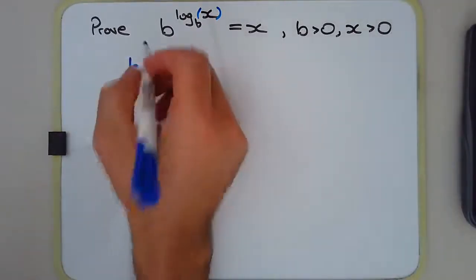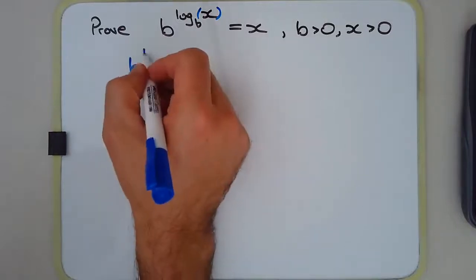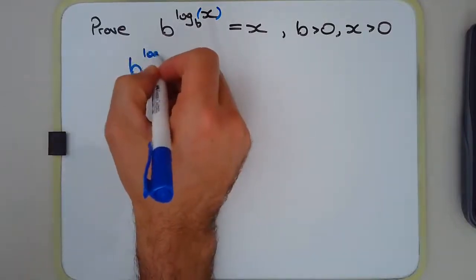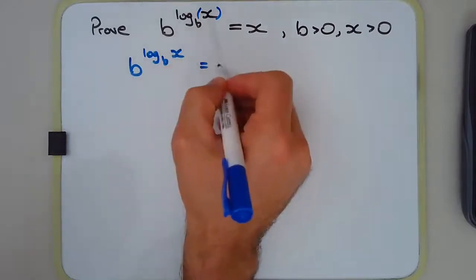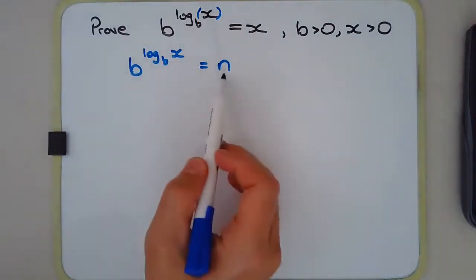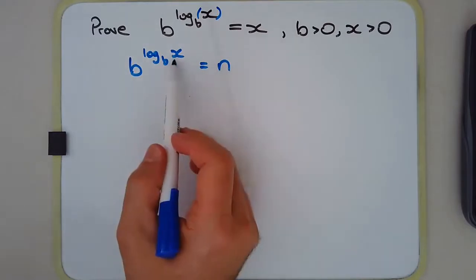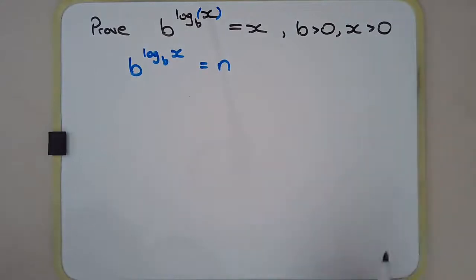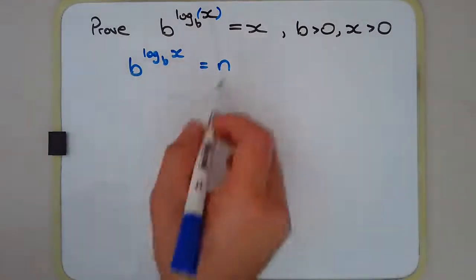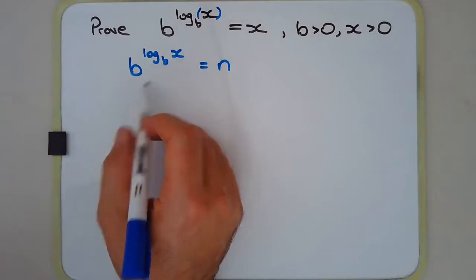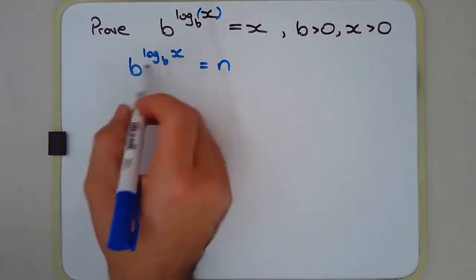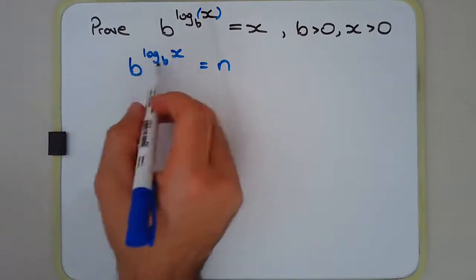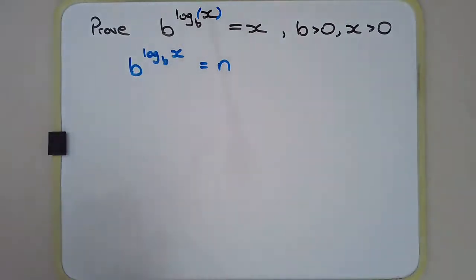Okay, so it's basically a proof. What we're going to do is let's write it as b to the power of log base b of x equal to n. And what we're going to do is we're going to try and show that n in fact equals x. So if we can show that, then we've proven it. Okay, let's write this now in logarithm form. Okay, so remember that this is a power. All right, so b to the power of something equals n.